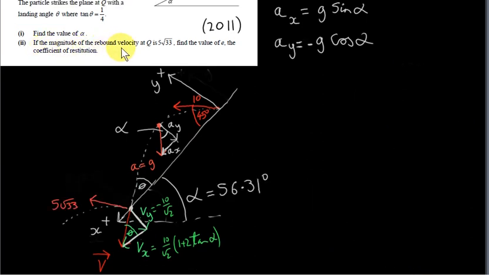If the magnitude of the rebound velocity at point Q is 5 root 33, find the value of E, the coefficient of restitution. So this is the point Q where the particle rebounds and it will follow some new trajectory. So we want the velocity vector immediately after the particle rebounds. That velocity vector is perpendicular to the trajectory at this point. Its magnitude or length is 5 root 33. We don't know at what angle the particle rebounds at.